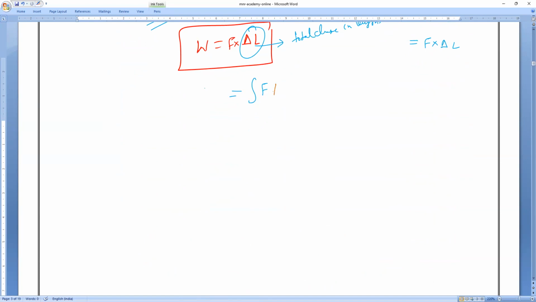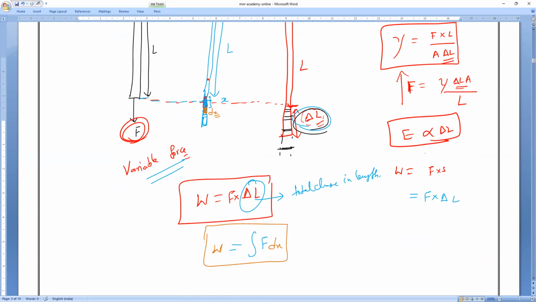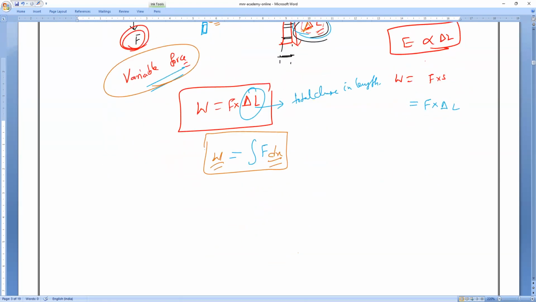I'll take it as F into dx, because at the very finest level, the overall change in length is delta L, but there is a small change for every kind of variable force. That is what you have to remember. So work done W is equal to the integration of F into dx, or F into dl, whatever it is.